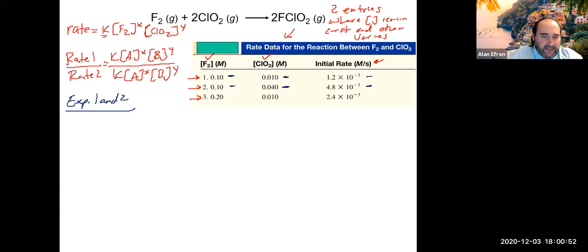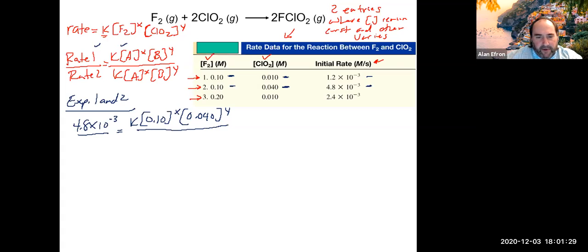So in this case, it looks like experiment number 2 has the larger rate. So what I'm going to do is put everything for experiment 2 up on top of my formula here. So everything in experiment 2 is going to go up on top. So we see that we have 4.8 times 10 to the minus 3, I think that says. And that's going to be equal to K times the concentration of F2, which is 0.1 to the X, times the concentration of ClO2, which is 0.04 to the Y.